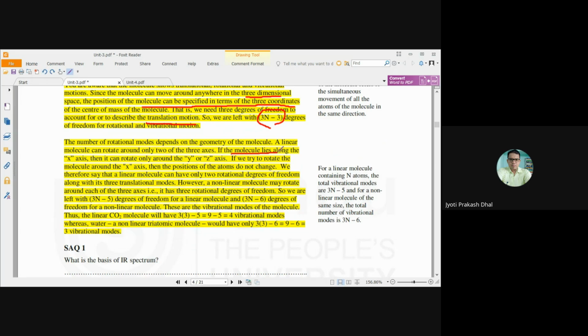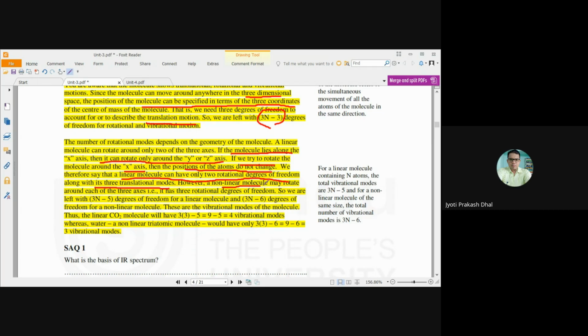So a linear molecule can rotate around only two of the three axes. If the molecule lies along the x-axis, then it can rotate only around the y and z-axis. If we try to rotate the molecule along the x-axis, the positions of the atoms do not change. We therefore say that linear molecules can have only two rotational degrees of freedom along with three translational degrees of freedom.